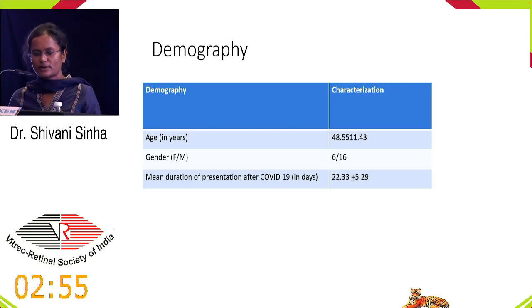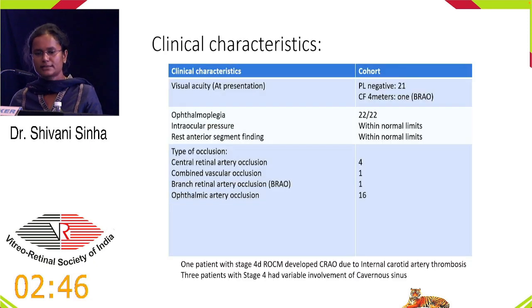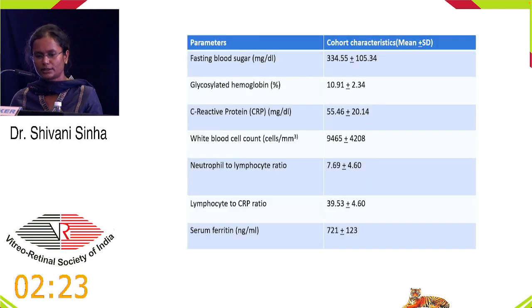So the majority of the patients were below 50 years. They were nearly 48 years in age with a male preponderance and had 3 weeks since the treatment of COVID-19. So 21 patients presented with PL negative eyes, whereas one patient who had BRAO had a vision of finger counting of 4 meters. So four patients had presented with CRAO, one patient with combined vascular occlusion, one patient had BRAO, and 16 of the patients had ophthalmic artery occlusion.